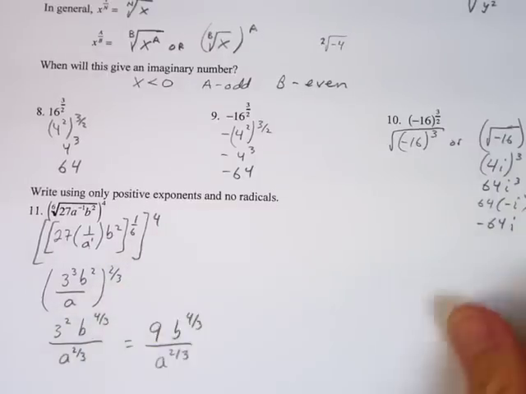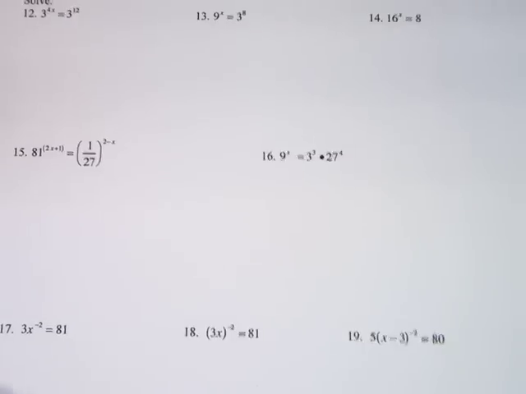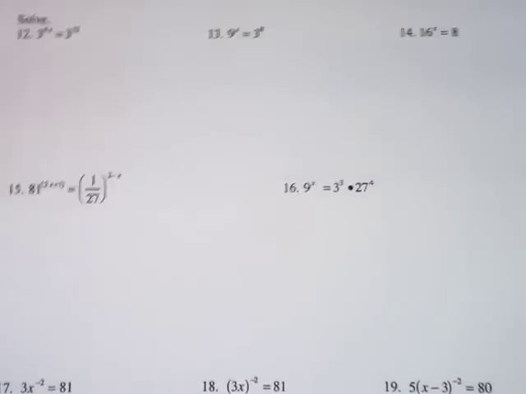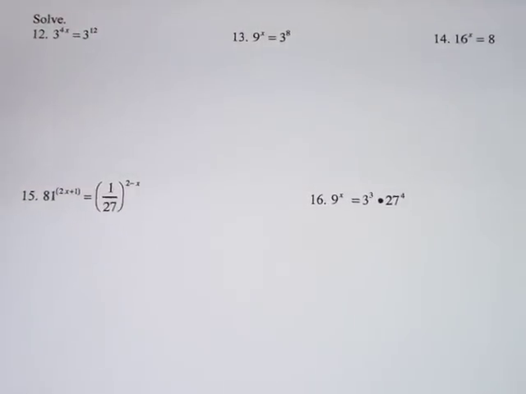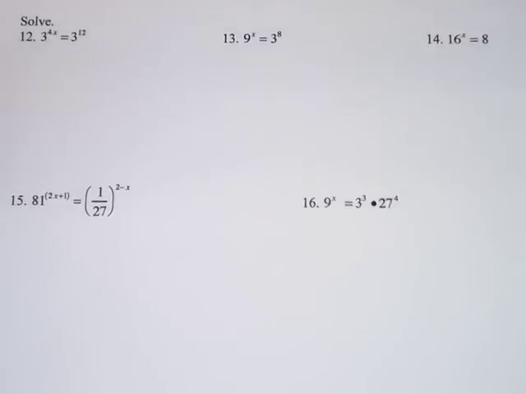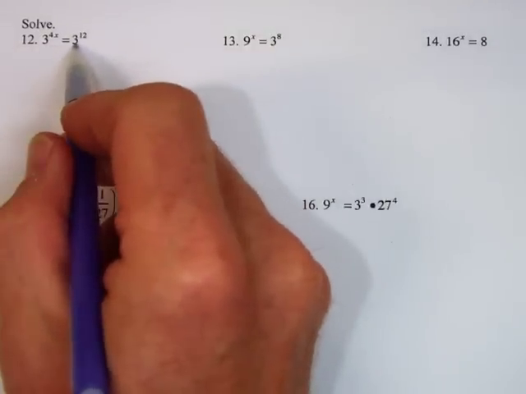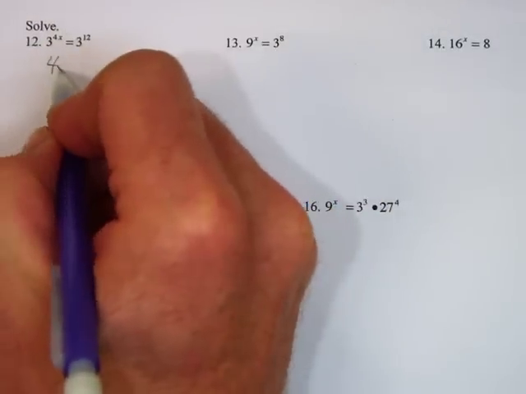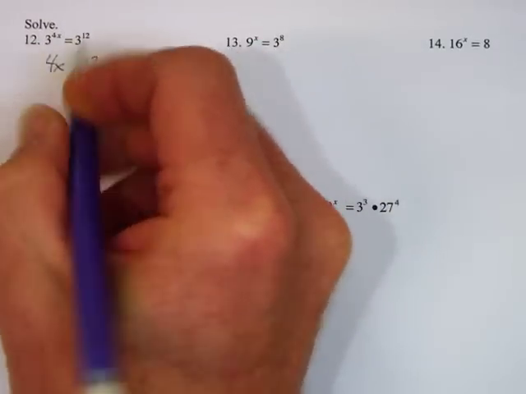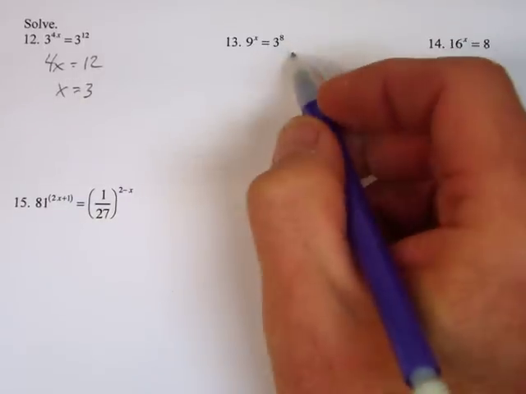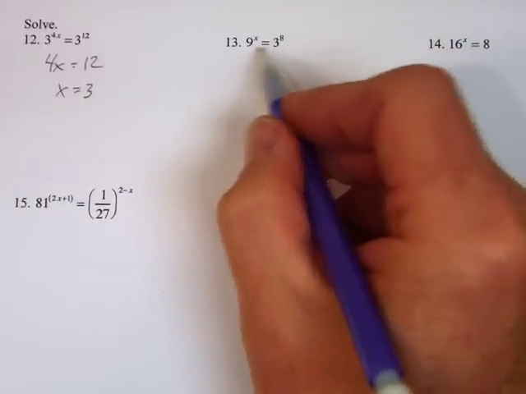All right, let's go to number 12. This time we're going to be solving equations. Now we have two exponentials that are equal and their bases are the same, so therefore their exponents must be the same. So for x equals 12, x equals 3. That's a pretty basic one. This one's a little bit different.